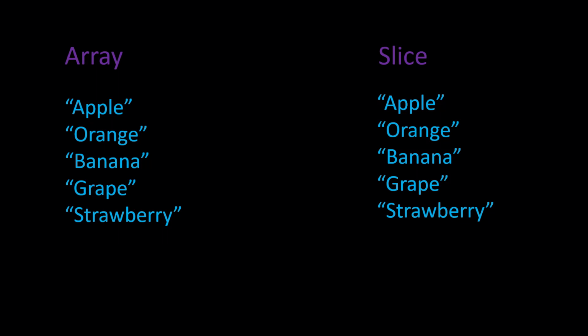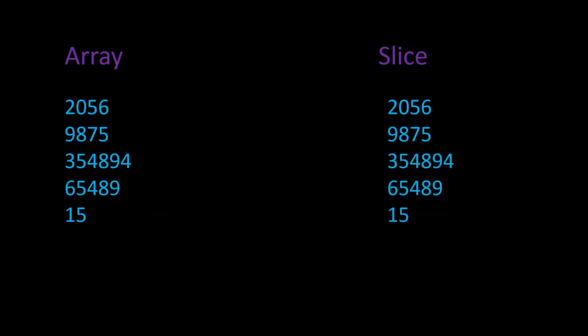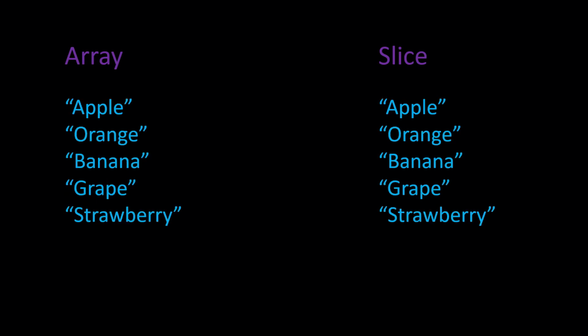An array and a slice is essentially a list of items that are all the same type. So if you have an array or slice of integers, then every item in the list must be an integer. If you have an array or slice of strings, every item must be a string. In addition, each item is numbered or indexed.